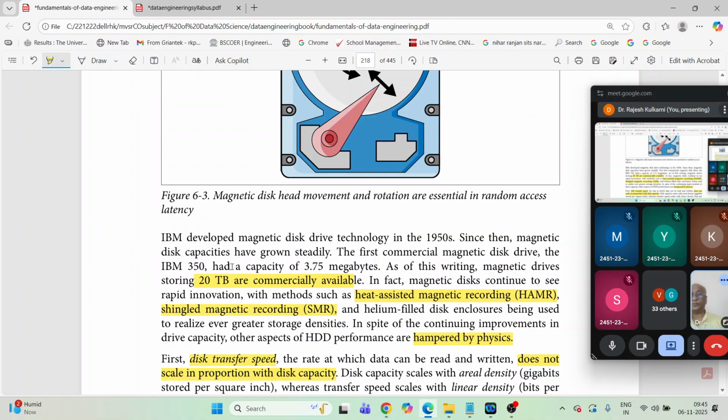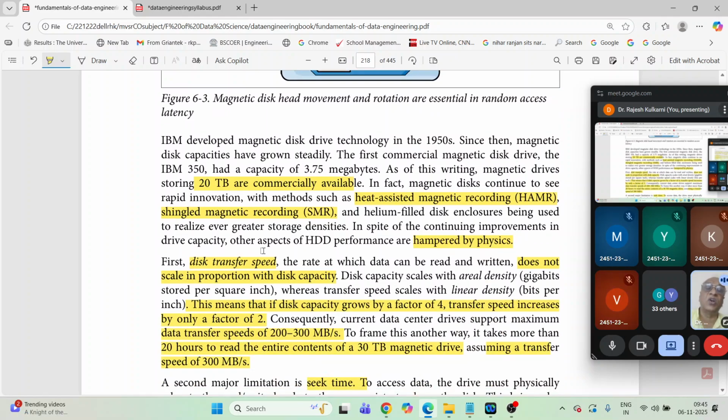But we also know that there is a lot of mechanical movement involved in hard disk performance. So there is a limitation to hard disk performance because of physics. For example, the disk transfer speed does not scale in proportion with the disk capacity. It means, if the disk capacity grows by a factor of, let us say, 4, as mentioned here, the transfer speed increased by only a factor of 2, is it not?